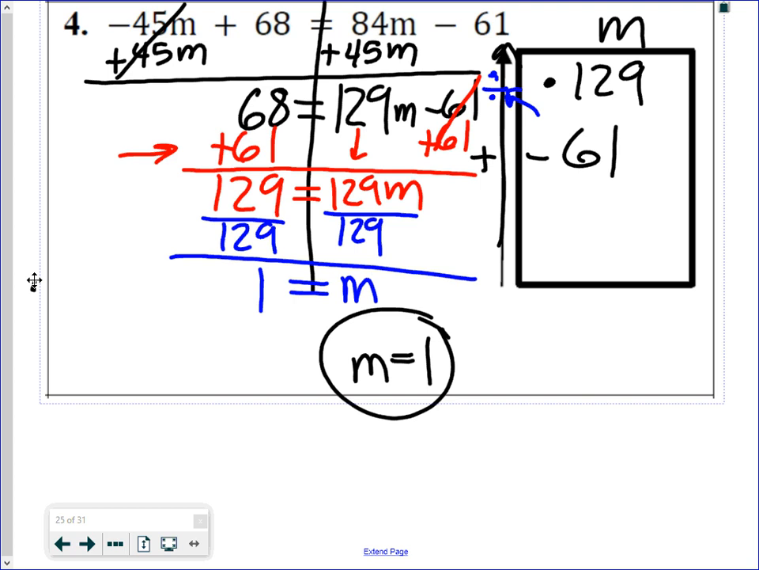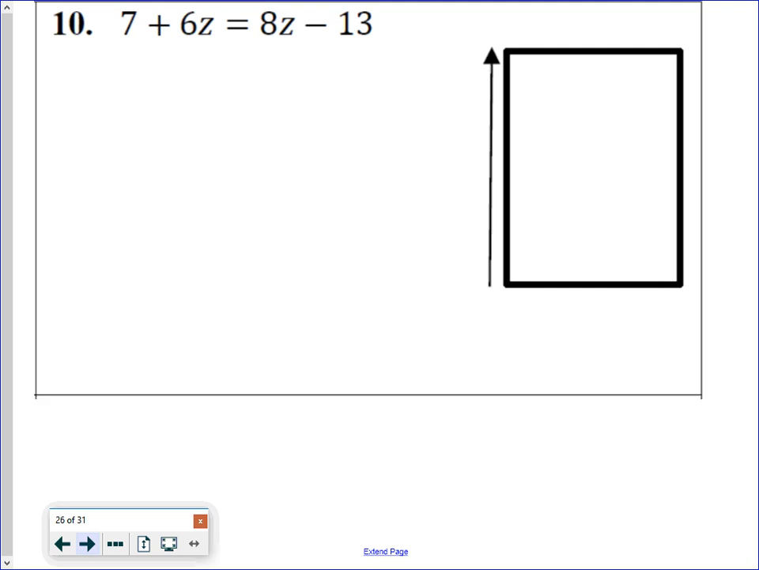Let's take a look at this one. Okay, number 10. Again, we're going to look to move the smallest of the variables. So looking at it, I have a positive 6z and a positive 8z. We can already write over here that we're solving for z. But which one are we moving? We're going to move the 6z. It's smaller. So with that, let's move the 6z.